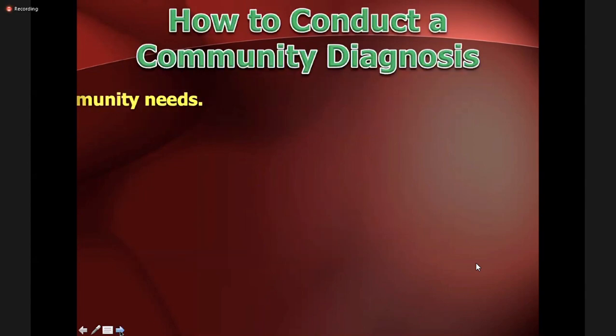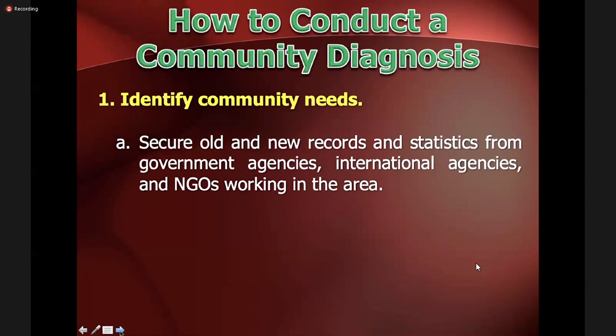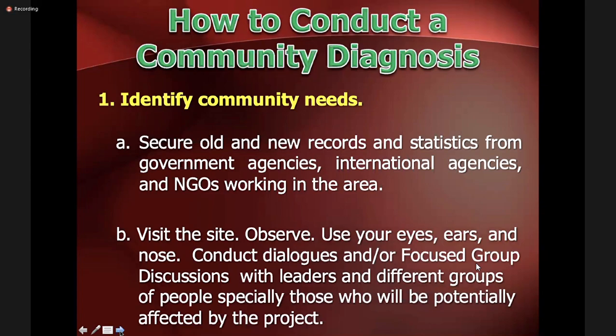Okay. So as you identify community needs, you are going to secure all the new records and statistics from government agencies, international agencies, and NGOs working in the area. So, paano niyo yan magagawa will be the challenge, pero meron naman siguro kayong na-identify ng mga tao who are in that barangay. Kasi anyway, MGCQ naman tayo. You can also visit the site, observe, use your eyes, ears, and nose.